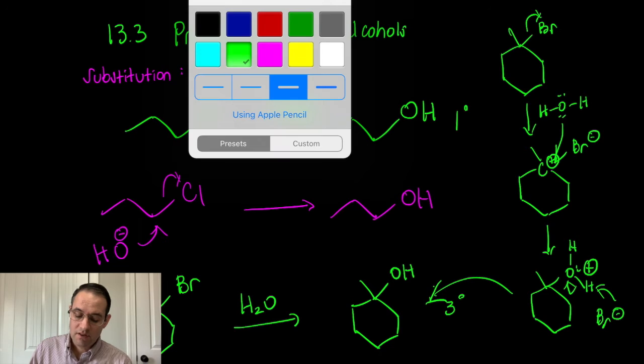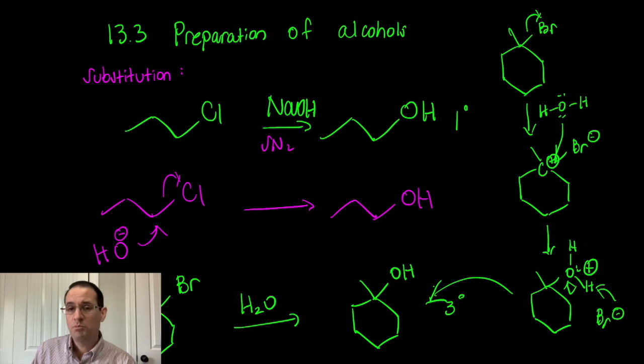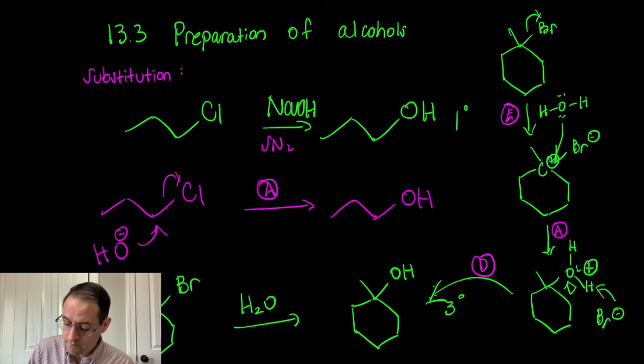So let's label these steps as I like to do. In purple here for the SN2 reaction, we call that A for attack. In the solvolysis reaction of tertiary alkyl halides, we have in our first step elimination, in our second step attack, in our third step deprotonation. These are all customary ways to make alcohols from alkyl halides.